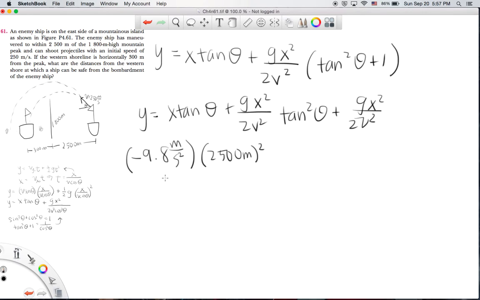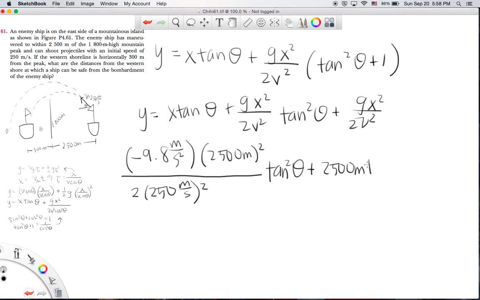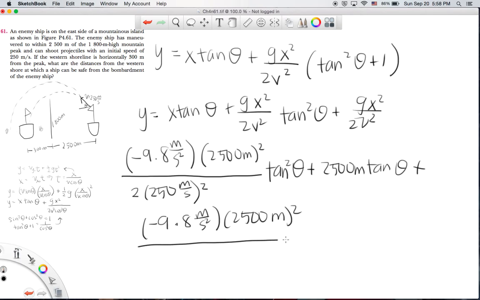So negative 9.8 meters per second squared times 2,500 meters squared over 2 times 250 meters per second squared tan squared theta plus 2,500 meters tan theta plus negative 9.8 meters per second squared times 2,500 meters squared over 2 times 250 meters per second squared minus 1,800 meters equals 0.